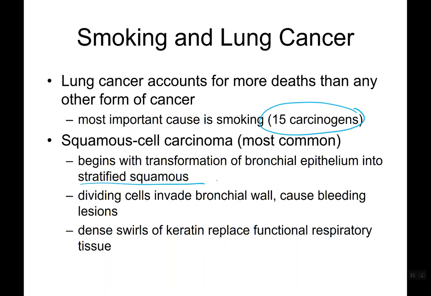And they basically take over. So it seems like it would affect them, but instead of that happening, it starts by transformation of bronchial epithelium, which should be pseudostratified ciliated columnar epithelium, into stratified squamous instead. And those dividing cells then invade the bronchial wall, causing bleeding lesions.